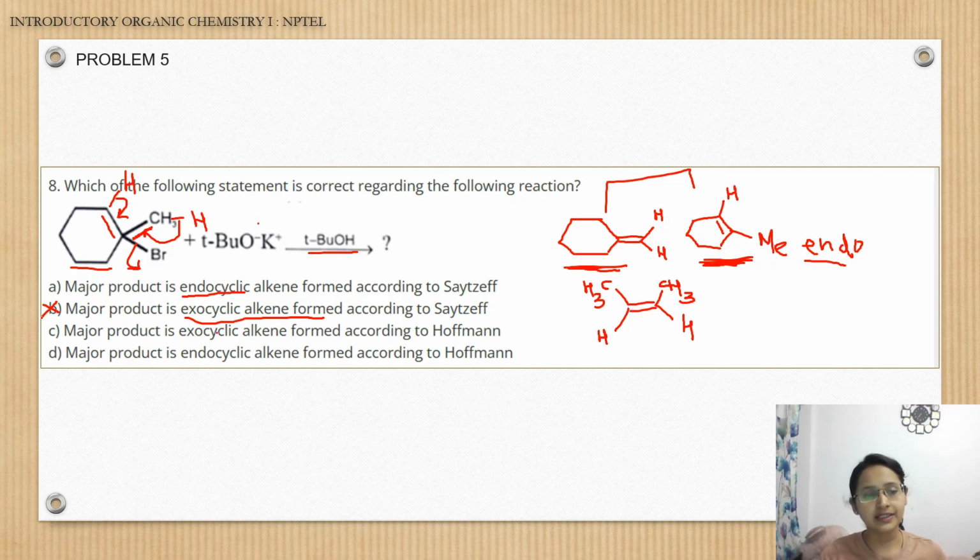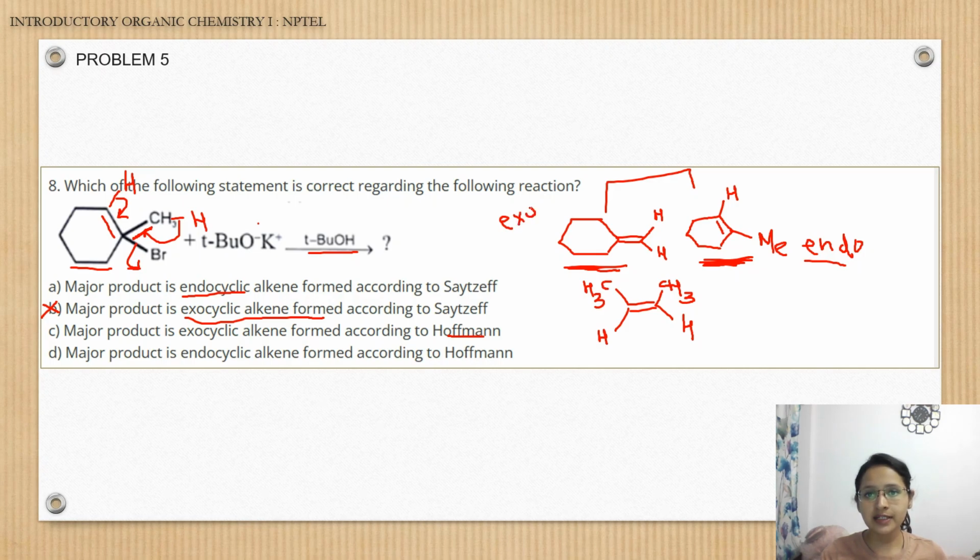Now coming to option C: the exocyclic alkene formed according to Hoffman rule. Hoffman rule is opposite to Zaitsev's rule. Zaitsev's rule suggests that the more substituted alkene is formed, but Hoffman rule says that if there is competition between the formation of alkenes, the formation favored is the one having the least substitution. So here the Hoffman rule will favor the formation of the exocyclic double bond.